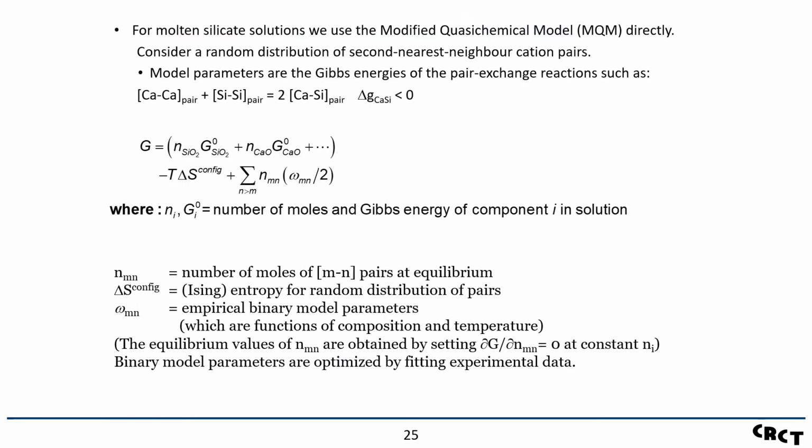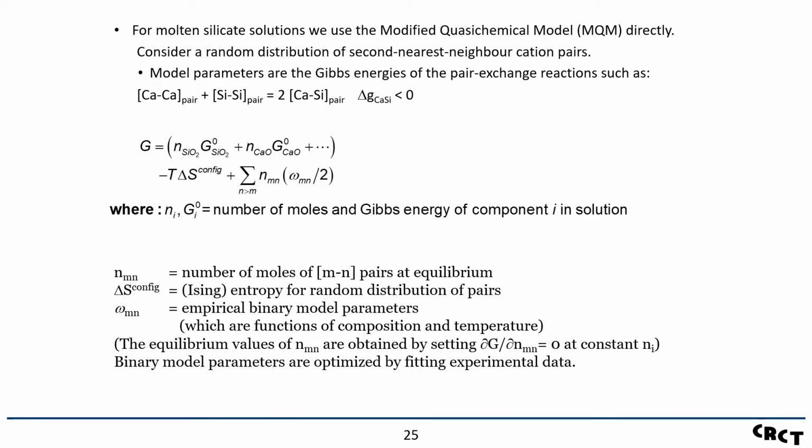So we're going to use the very simple modified quasichemical model directly. And rather than mixing A's and B's over a lattice as we did for the alloys, we're going to mix our pairs here. We're going to mix the calcium and silicon pairs randomly over pair sites. So a calcium-calcium pair and a silicon-silicon pair form two calcium-silicon pairs. The Gibbs energy of this reaction is negative. This is a model parameter.